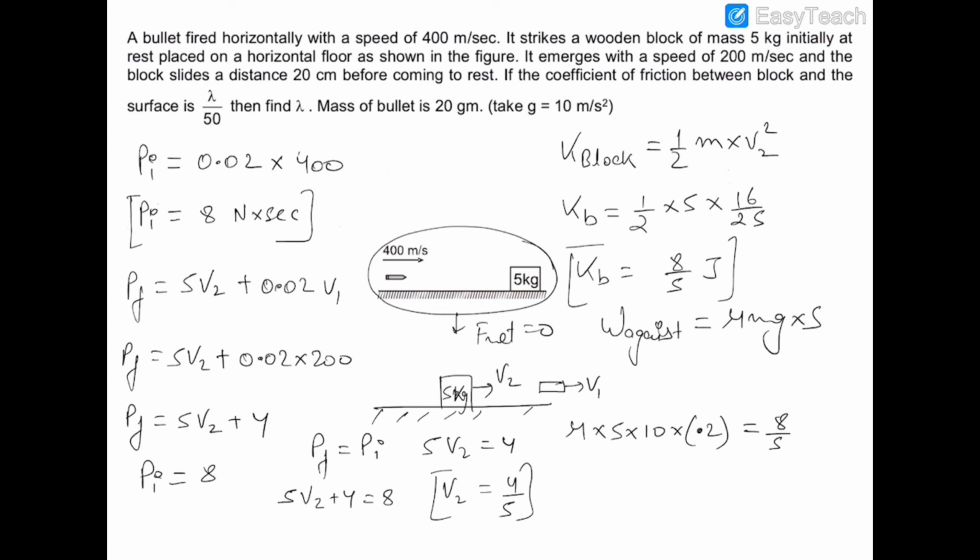So mu will be equal to 8 upon, this is I think 50, and therefore the mu can be compared with lambda upon 50. So lambda would be equal to 8. We have to compare the mu with this one.